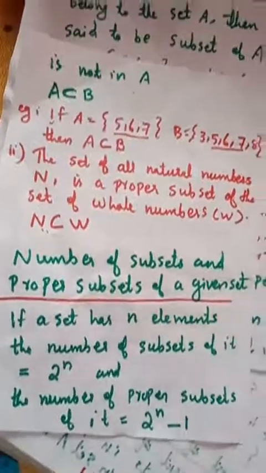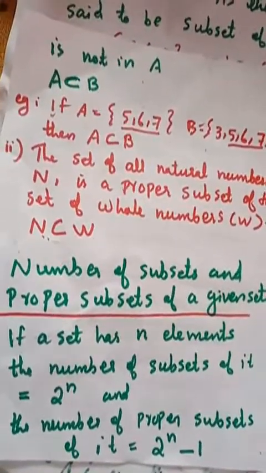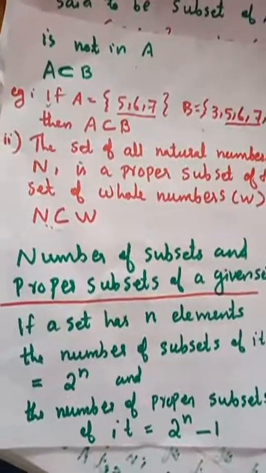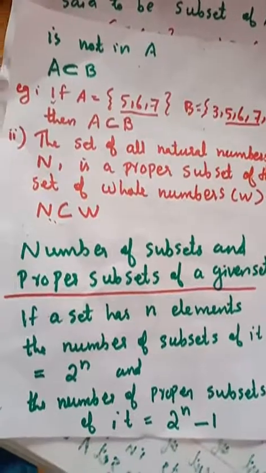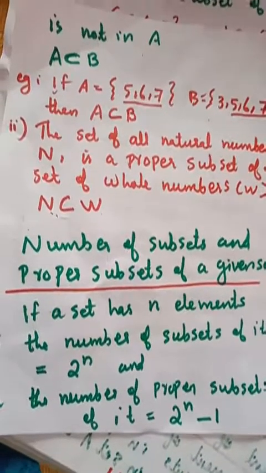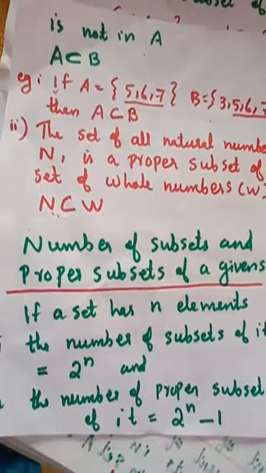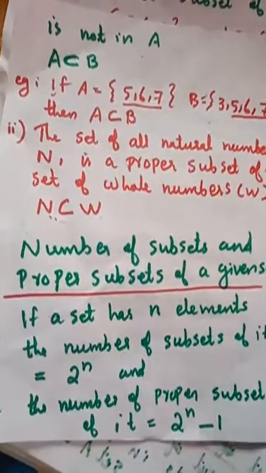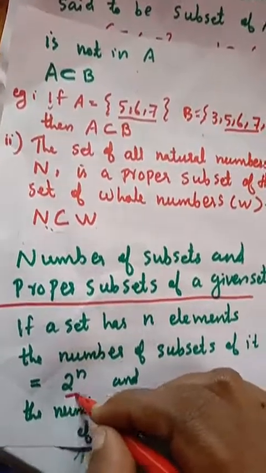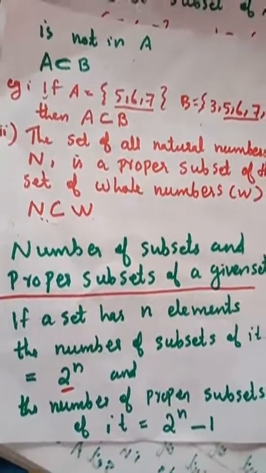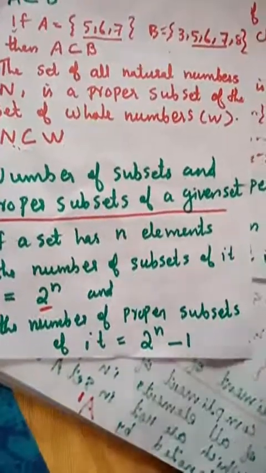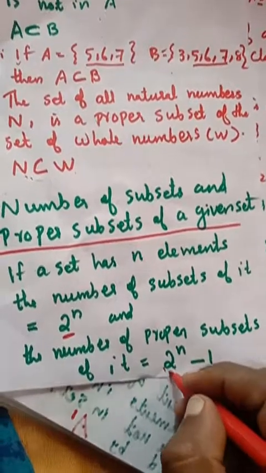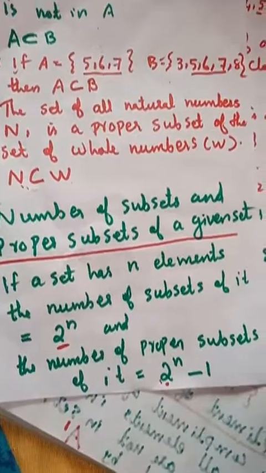Okay. Next, there is one method to find the number of subsets and proper subsets of a given set. Suppose a set has n elements, then how many subsets are there? 2 raised to n subsets are there. And how many proper subsets are there? 2 raised to n minus 1 proper subsets are there.